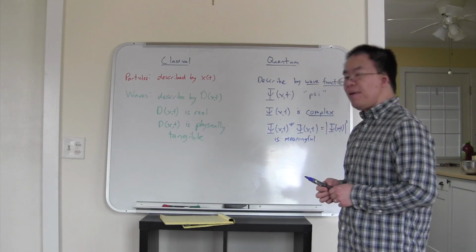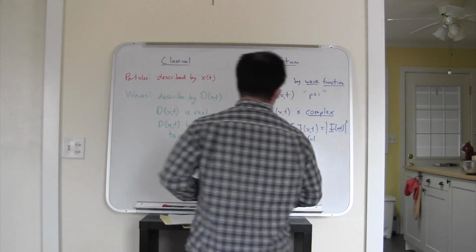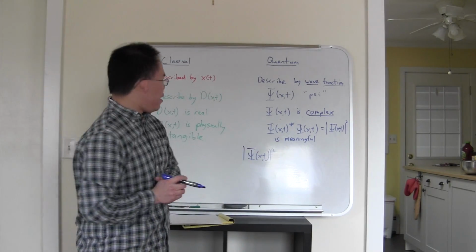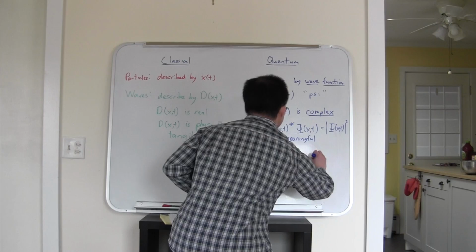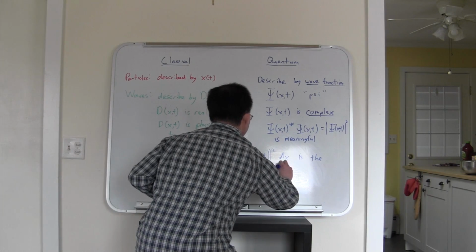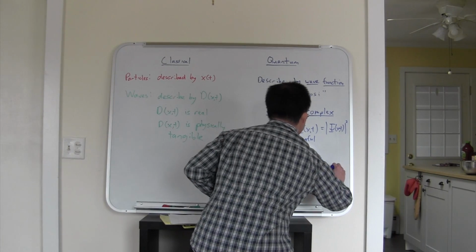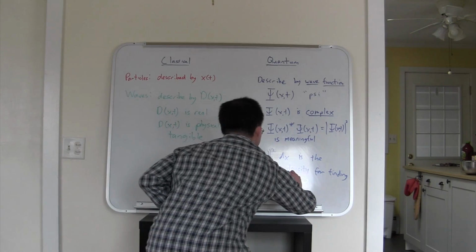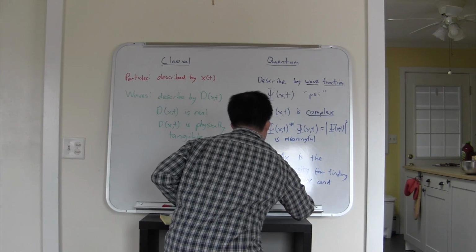So let me be specific about that. Now, specifically, what psi modulus squared dx means is it's the probability for finding a particle between x and x plus dx at some time t.